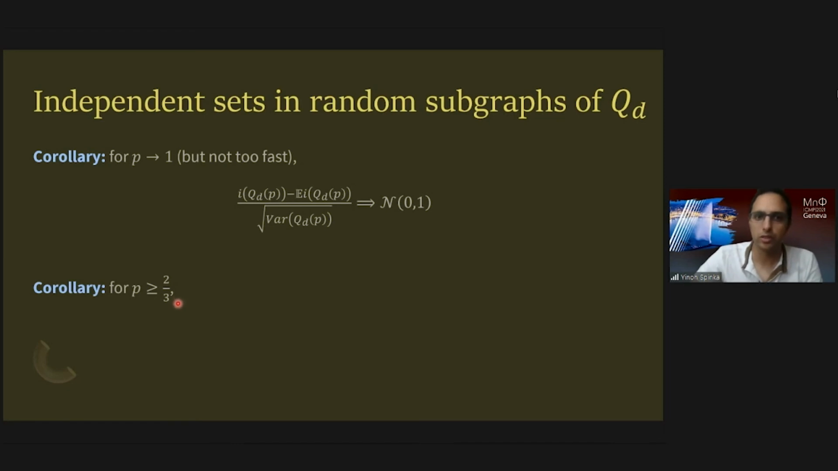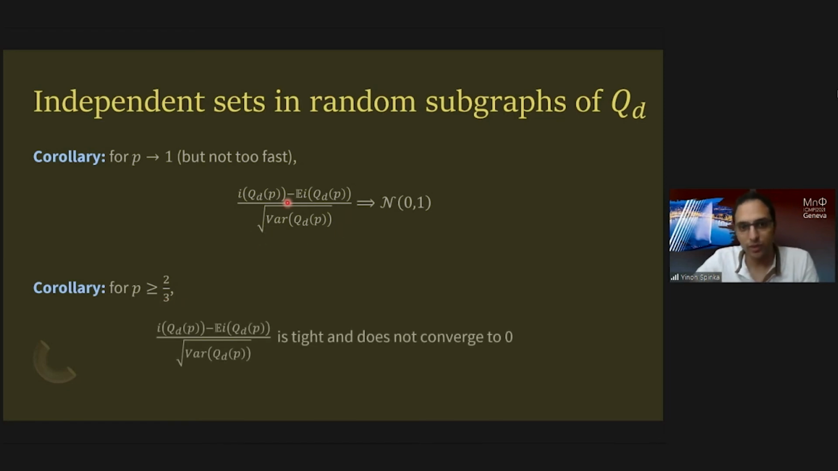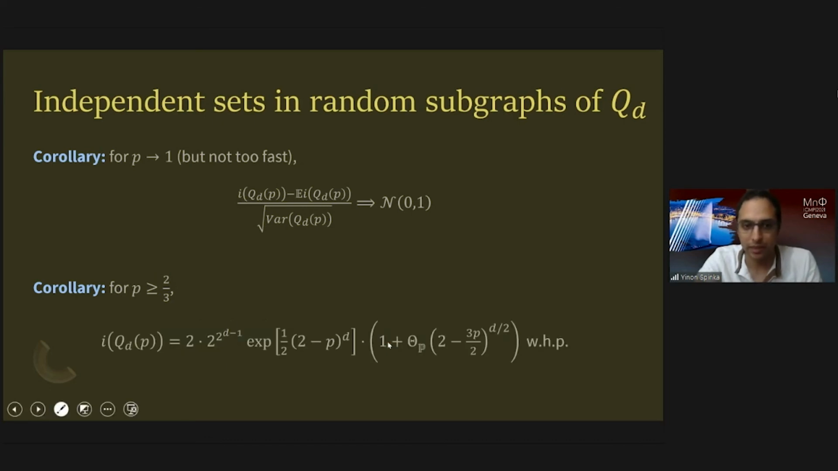For p's which are at least 2/3, we can show that this quantity here is tight on the one hand, and on the other hand does not converge to 0. Okay, so this shows some type of concentration. And to plug in more explicit values of the expectation and variance from the previous theorem, this can be written in this form. So we know that with high probability, the number of independent sets has this form, with a 1 plus something of the order 2 to the minus 3p over 2 to the power d over 2. And I'm slightly being vague about what this theta here means. I don't want to get into this too much, but maybe just quickly say that this is with high probability a big O, but it's a big omega only with positive probability.